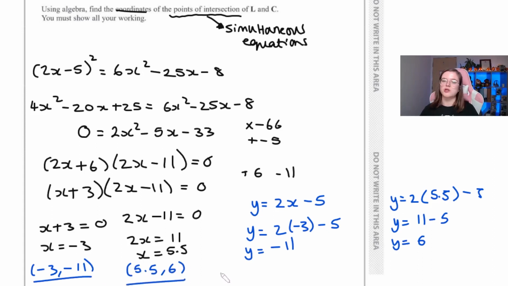Those are your 2 coordinates, or points of intersection. And there we are, that was June 2022's paper 3.